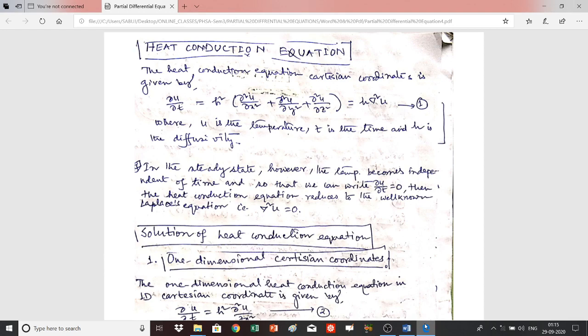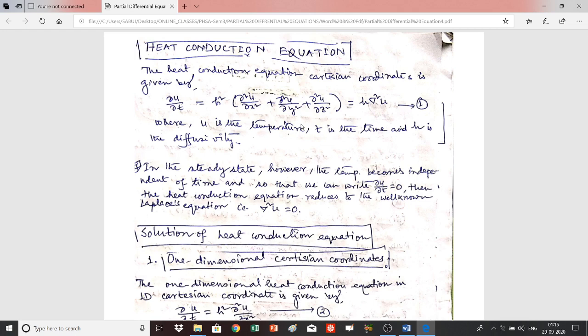First, the conduction equation. We know the familiar heat conduction equation. The form is del u by del t equal to h square times del 2u by del x square plus del 2u by del y square plus del 2u by del z square. That is equal to h square del square u, where del square is nothing but the Laplacian operator, del 2 by del x square plus del 2 by del y square plus del 2 by del z square. Here u is the temperature function, t is the time, and h is the diffusivity.